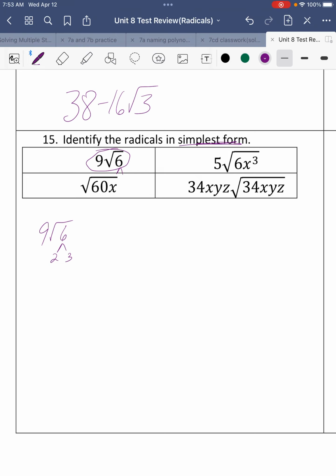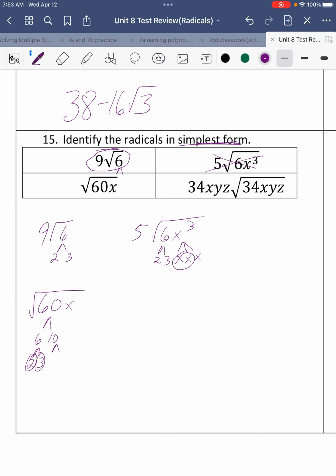No. So we want to identify the radicals in simplest form, meaning you cannot break it down. So yep, that's one of the answers. We have 5 square root of 6x cubed. 6 is 2 times 3, so no, but here's x cubed. We have x times x times x, and there's a pair. So that can be simplified, so that is not in simplest form.